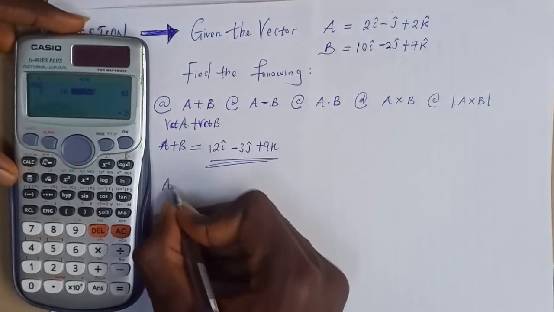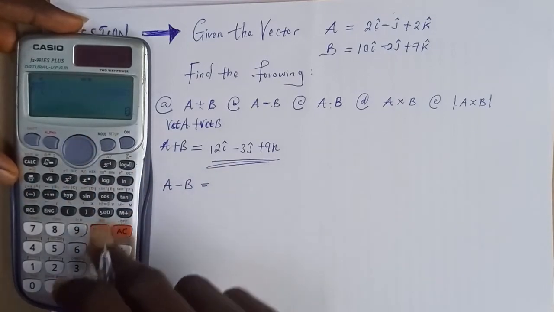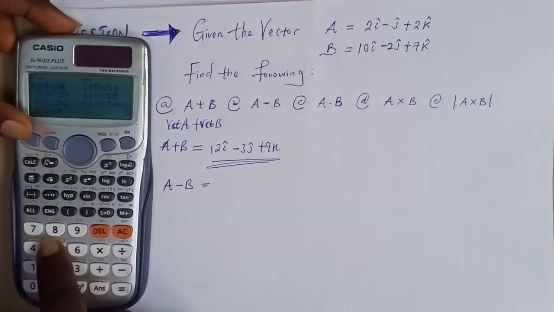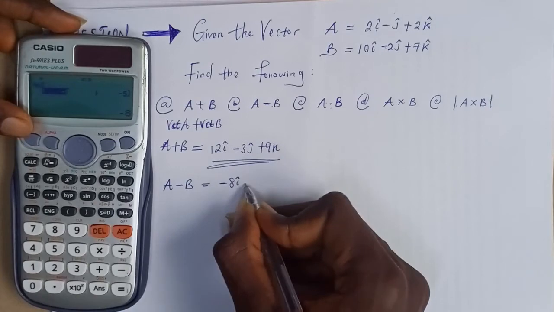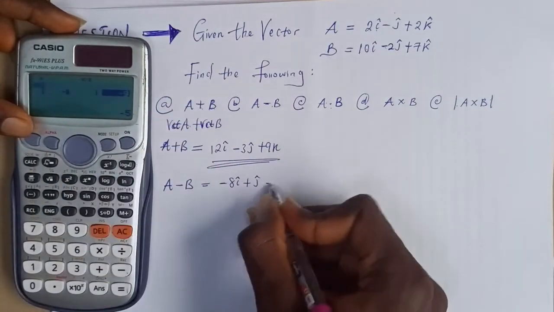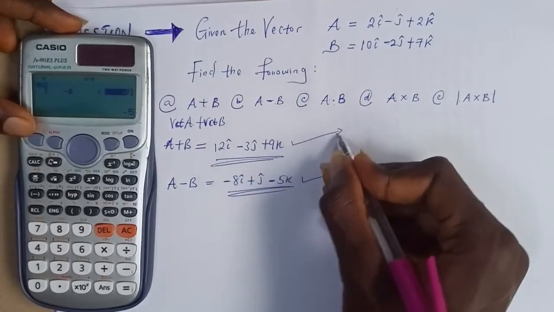So you can also do the same thing for A minus B, vector A minus B. So press the AC button, the same process, shift and 5, vector A minus shift and 5, vector B. So that gives us minus 8I plus 1J, then minus 5K. So when you subtract, you have this. When you add, you have this result.